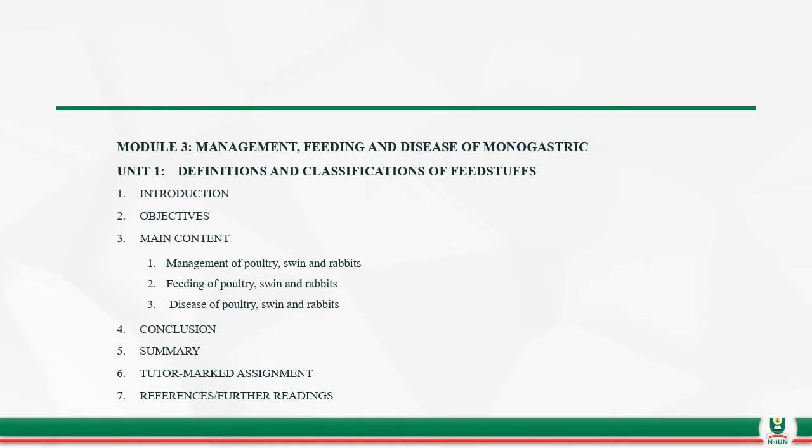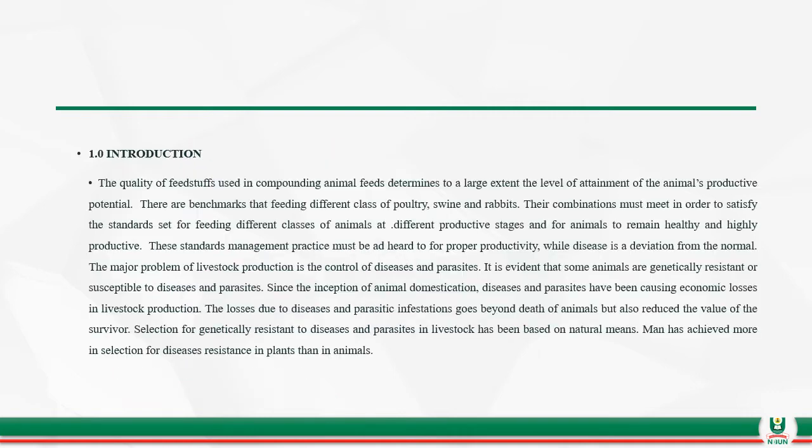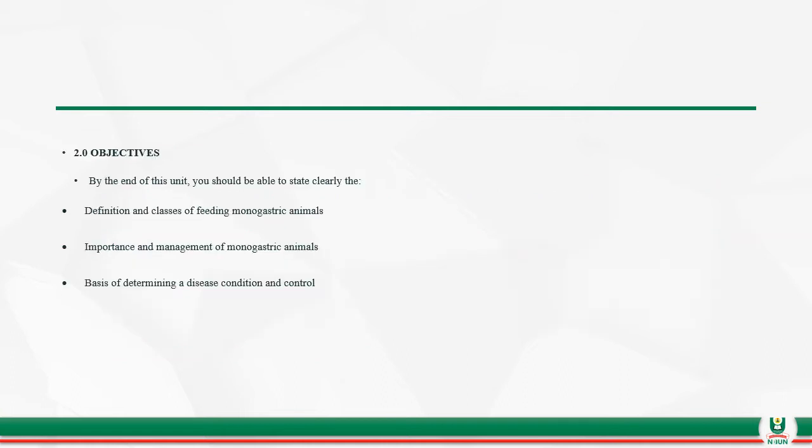Today, we are starting on Module 3, Management, Feeding, and Disease of Monogastric Animals. By way of introduction, briefly, the quality of feedstuff used in compounding animal feeds determines to a large extent the level of attainment of the animal's productive potential. You know, what makes an animal is the genetics and then the environment. Feed is part of the environment the animal finds itself. So feeding is very important.